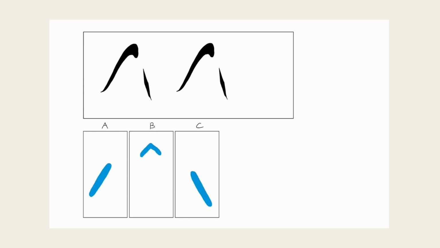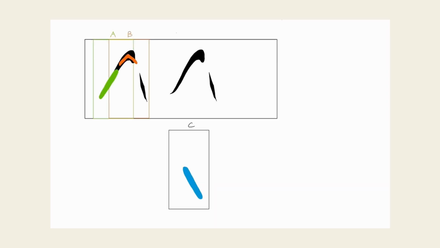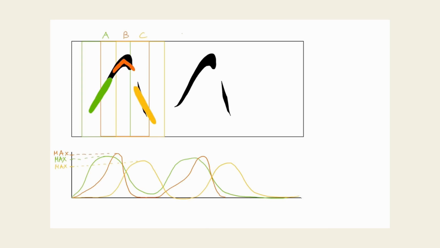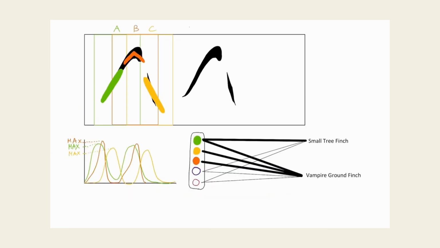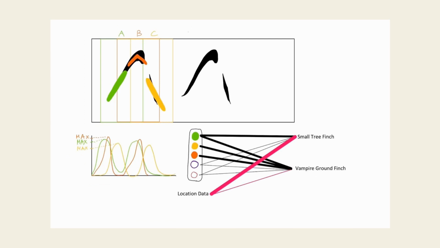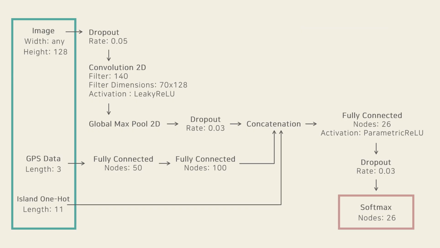Here are some example filters. We can see them matching these sections of the spectrogram through the process of convolution. The convolutional layer is followed by a max pooling layer that keeps only the maximum values from the convolution. These values are what finally contribute to the prediction probabilities. With the integration of location data, however, these probabilities are also affected by the GPS location and which island the recording was made on, so it has the potential to sway the prediction in some other direction. Here is our final neural network design.